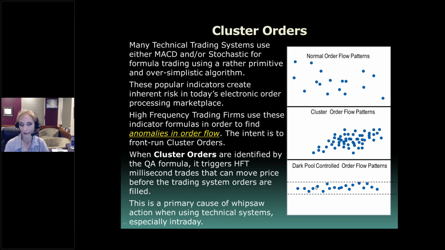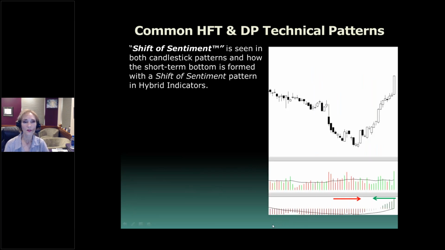Dark pools use a very controlled bracketed order within a specific price range, usually in bottoms and platforms. Shifted sentiment is seen in both candlestick patterns and how the short-term bottom is formed in a shifted sentiment pattern and hybrid indicators. We use hybrid indicators because they work very well.